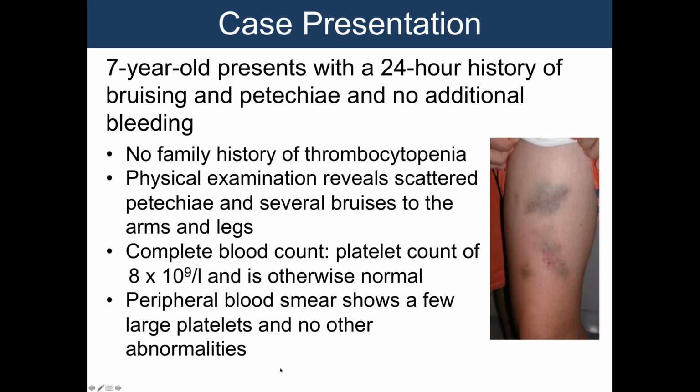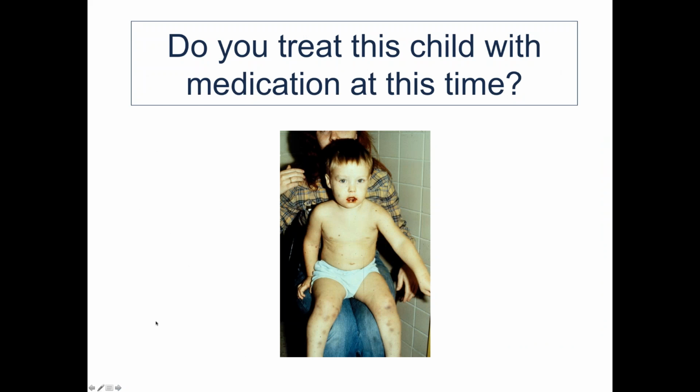So I'd like to anchor these questions with a case presentation of a 7-year-old who presents with a 24-hour history of bruising and petechiae and no additional bleeding. There's no family history of thrombocytopenia. Physical exam just shows some scattered petechiae and several bruises, but no other significant hemorrhage. Our complete blood count is very consistent with ITP in that we have an isolated thrombocytopenia, but the remainder of it is normal. You take the time to review the peripheral blood smear, and you see only a few large platelets with no other abnormalities. So our question at this point is, should we treat this child with medication?